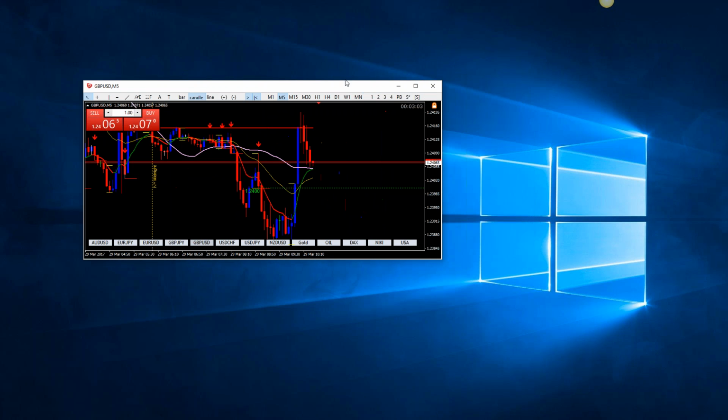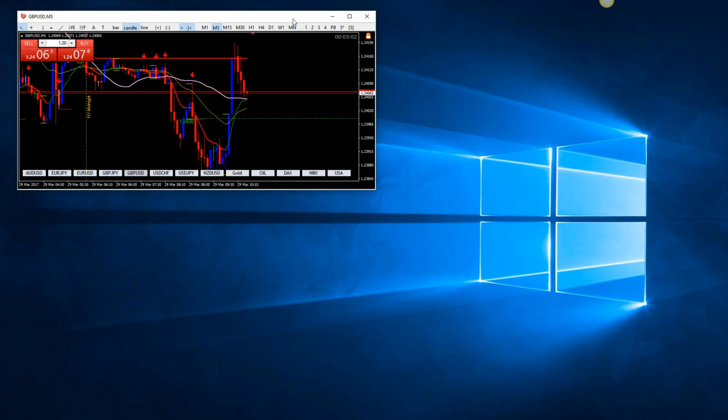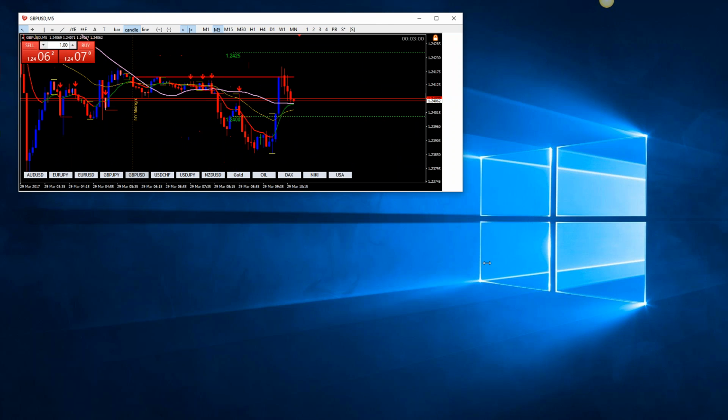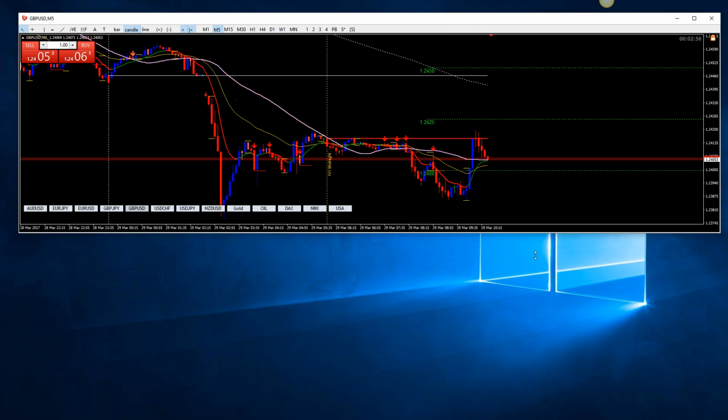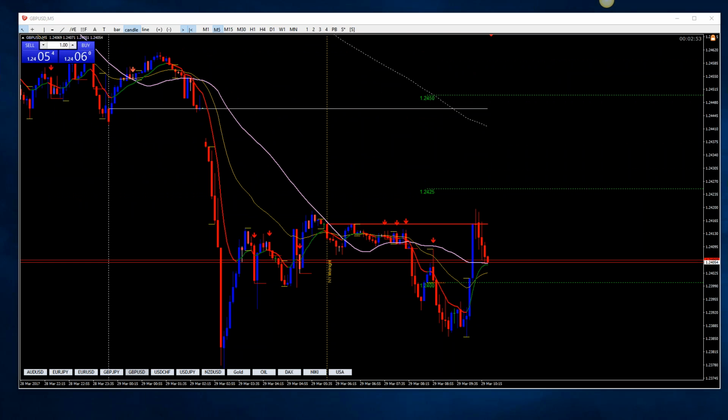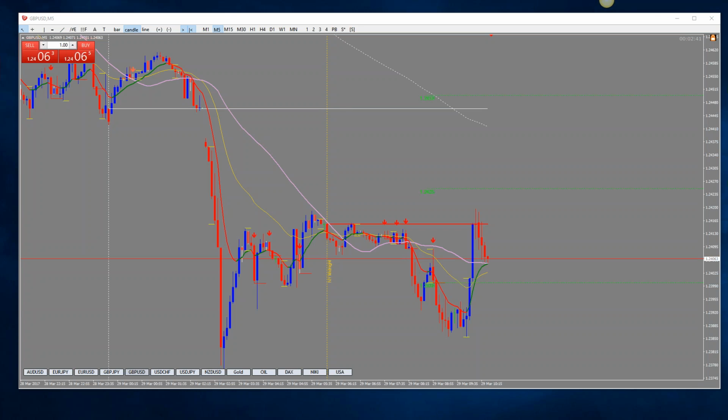All right, so let me just make this. I just pulled this chart over here. Let me just make it a little bit bigger so everybody can see. I've got to change the color as well again. Alrighty.